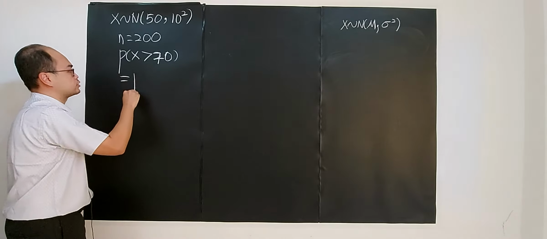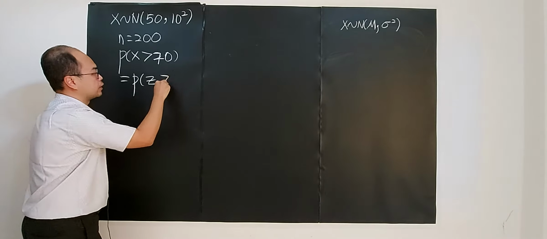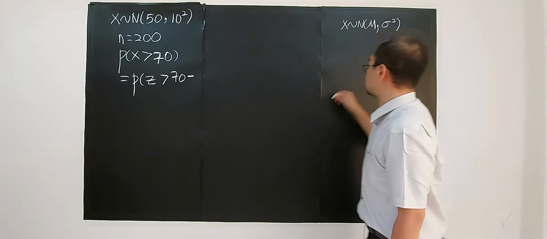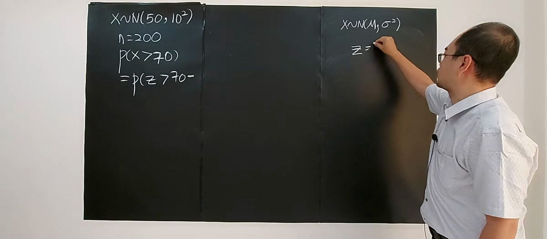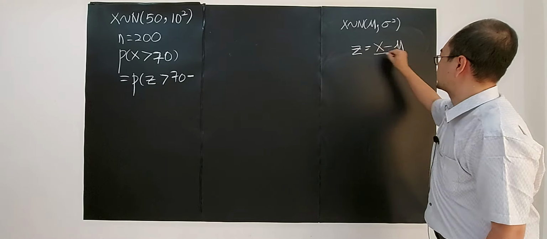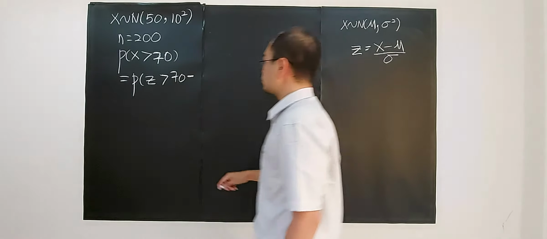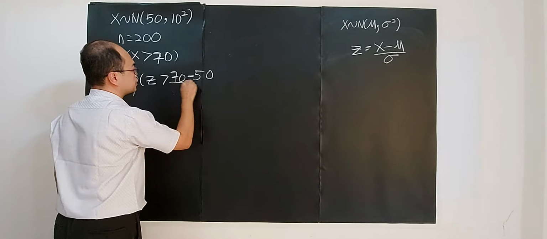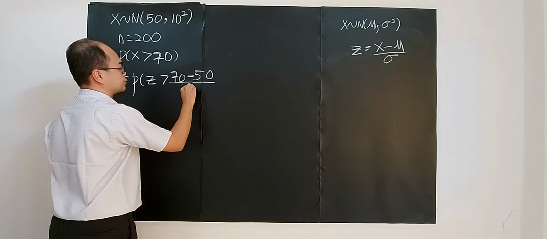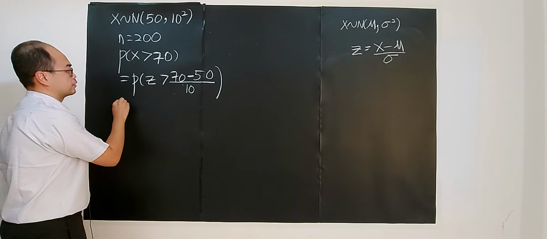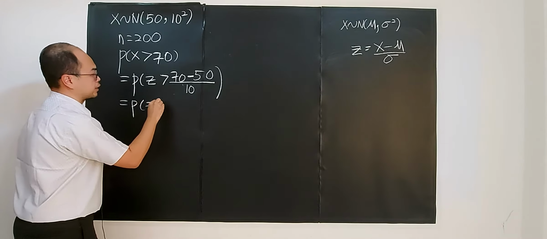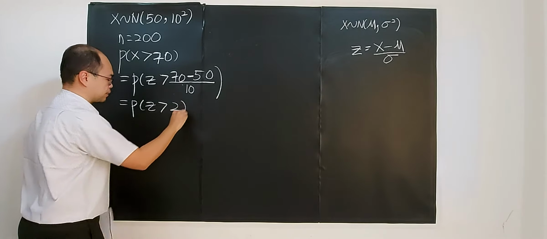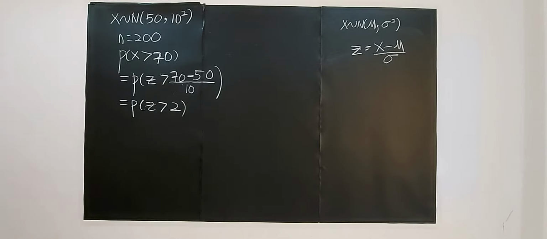So you can change this to a standard score Z. Then you have to write 70 minus the mean to standardize the score. We have to standardize the score, right, in order to use the statistical table. So we take 70 minus the mean 50, divided by the standard deviation 10. So P(Z greater than (70 minus 50)/10, which is 20/10). So you're getting P(Z greater than 2), right?